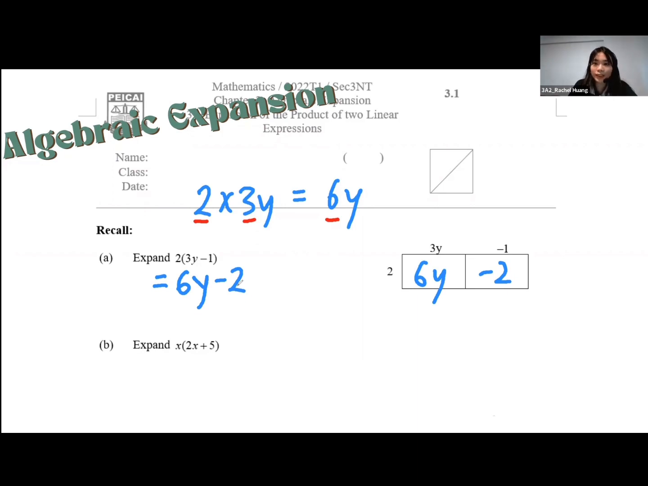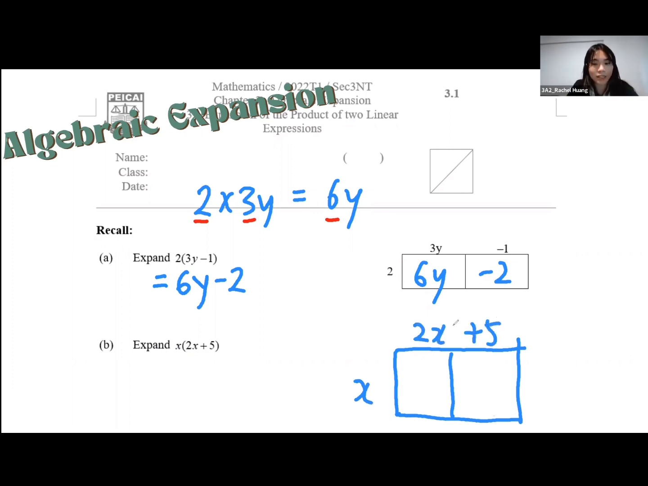Actually it is not too different from what we have learned in the previous years. All we need to do is to make sure that I am able to use the box method. If let's say I have another question, in the exams they will not draw the box for you, you draw it for yourself. x times 2x plus 5 is the same as first x times 2x, which gives me 2x squared, and then x times 5, which gives me 5x. So I do it one by one.